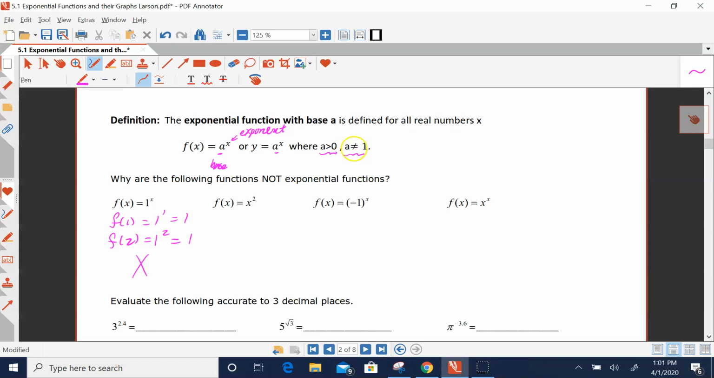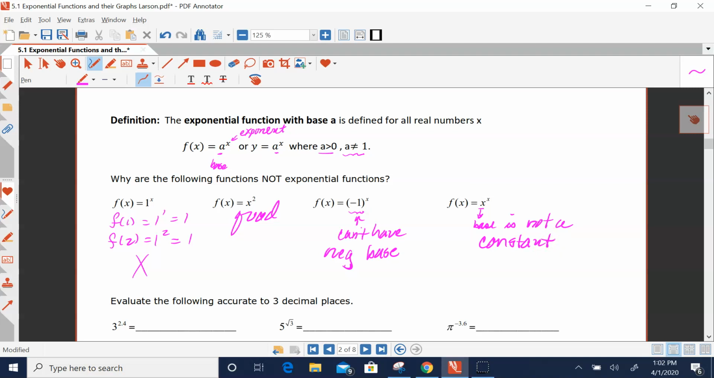A cannot be 1. Why is this guy not an exponential function? Because it's quadratic. The base is your variable and the exponent is constant. That has to be switched for exponential functions. Why is this guy not an exponential function? Because the condition says a has to be greater than 0. And if you notice, your base, a, is a negative number. Can't have a negative base when we're working with exponential functions. And finally, why is this last one not an exponential function? That's because the base is not a constant. And the base has to be a constant.